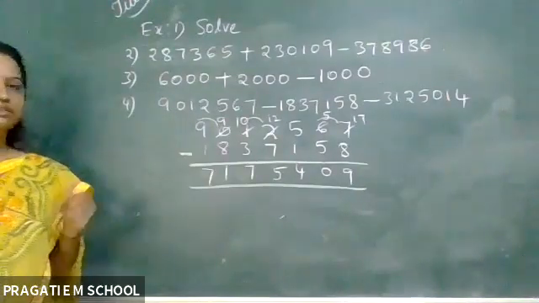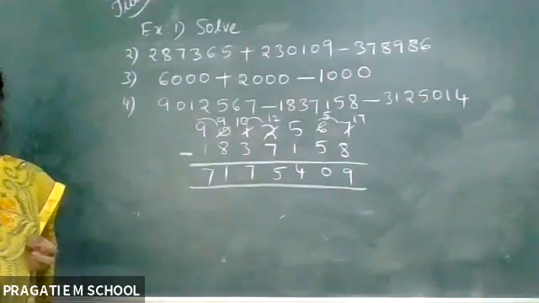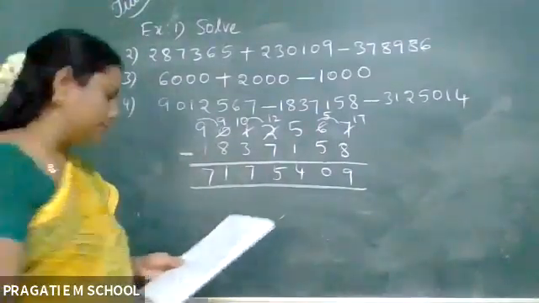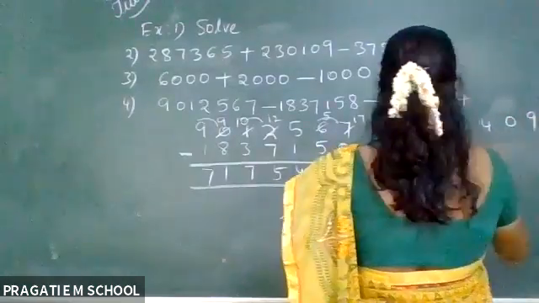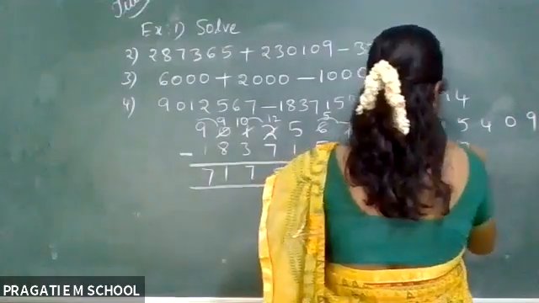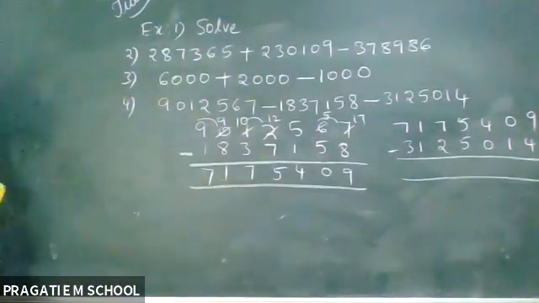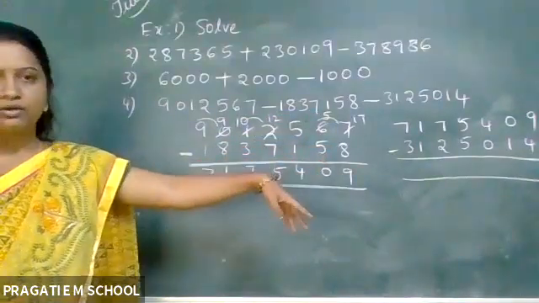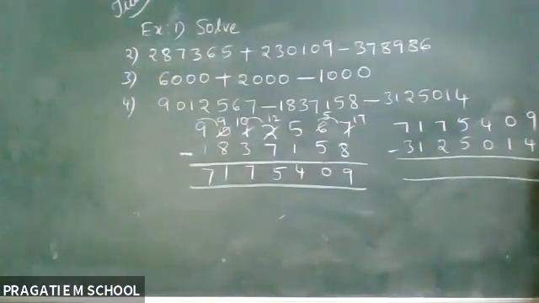Is the problem completed? Is it completed? Still one more step is left over, children. What is it? Now we have to do subtraction of 7175409 minus 3125014. We have to do the subtraction, children, now. Could you see the board to the extreme side, or shall I write in the next step?